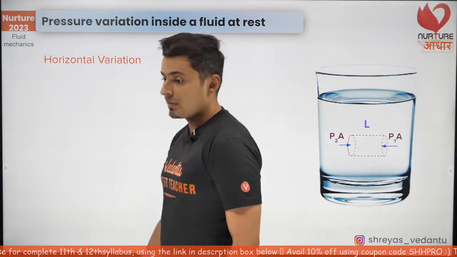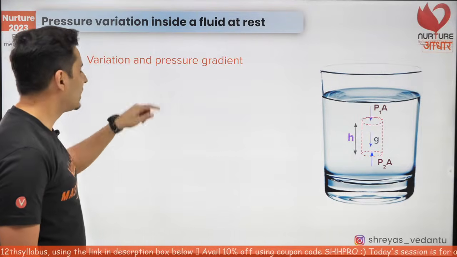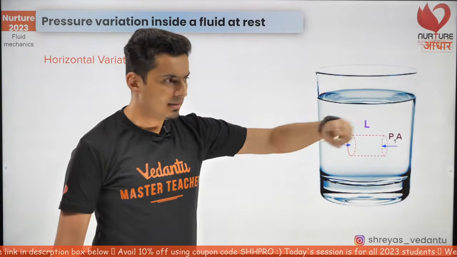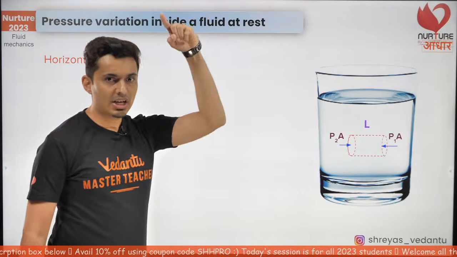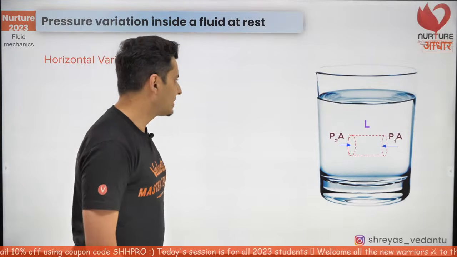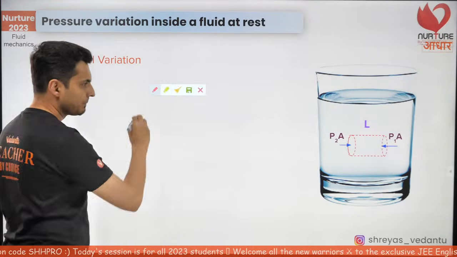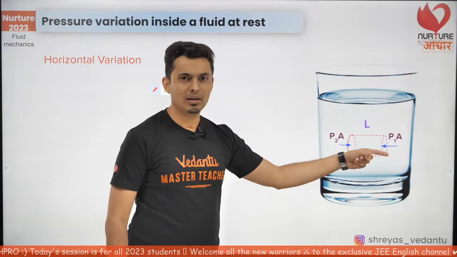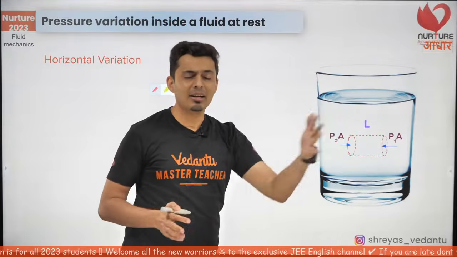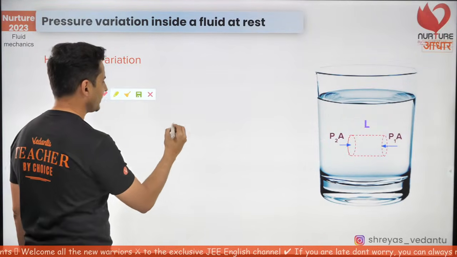Horizontal variation, and very good, Vivek, and vertical variation. Variation of pressure with horizontal distance and variation of pressure with vertical distance. There is a very interesting thing which happens. If there is a liquid and you move horizontally, then you will find that the pressure here, pressure there and pressure there will all be the same. Why? There is a very simple explanation.